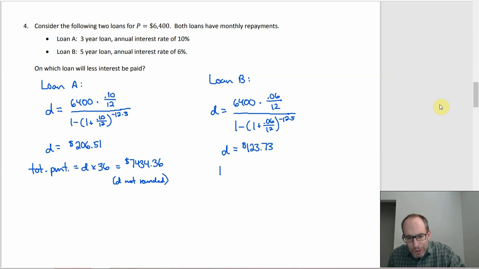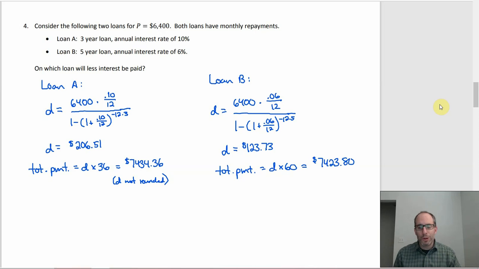So the total payment here is D times 60, right? Because it's D times 12 times 5, since it's a 5-year loan. And what you end up with is 7423.80. So the one where you pay less interest is the one on the right, barely, right? It's by less than $11, but it's a little bit less.